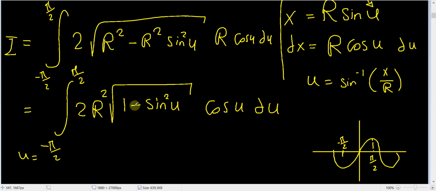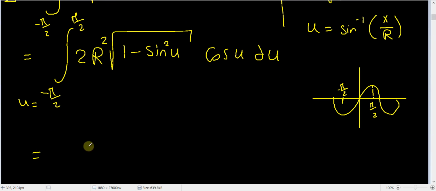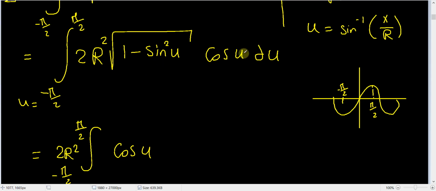But remember that 1 minus sine squared u is equal to cosine squared u. So this integral is really equal to the integral from negative pi over 2 up to pi over 2 of, I can get 2r squared outside the integral. Then I have cosine u multiplied by cosine u, so I have cosine squared u du. Now how to evaluate this cosine squared u integral?